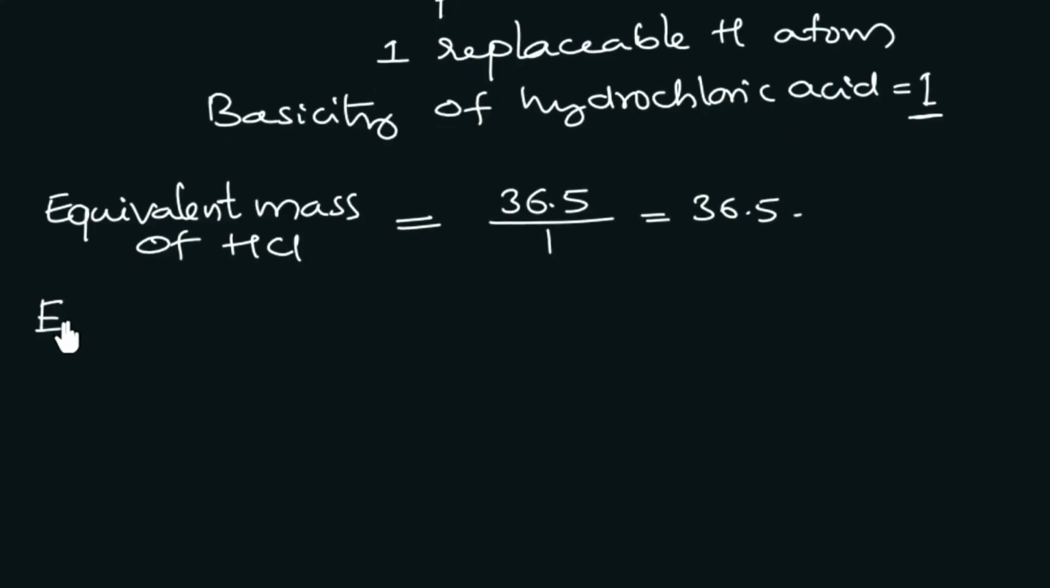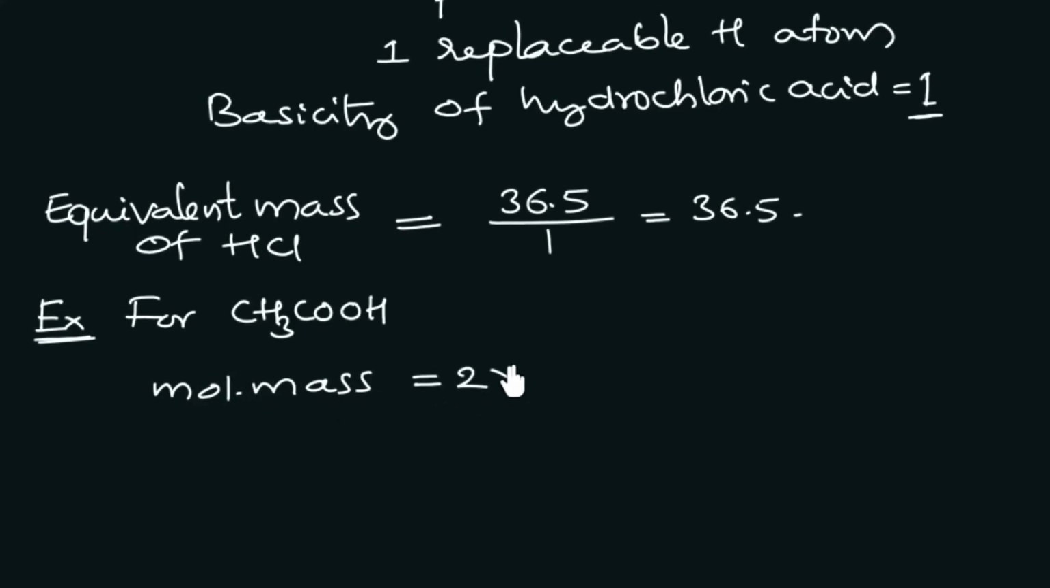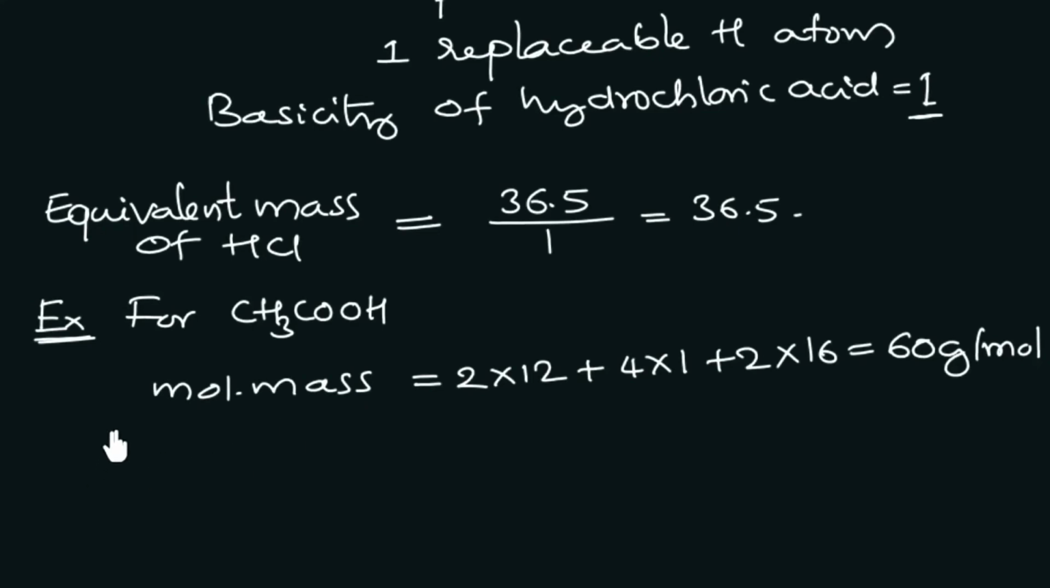For example number 3, acetic acid, that is CH3COOH. Let me write the molecular mass first. There are 2 carbons, 2 into 12, 4 hydrogens with mass 1, and 2 oxygens with mass 16. That equals 24 plus 32 plus 4, which is 60 grams per mole. What about the basicity?